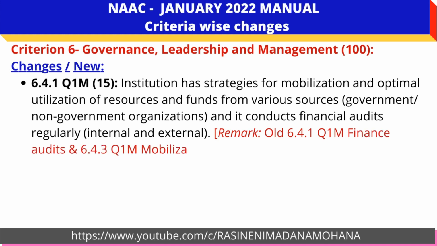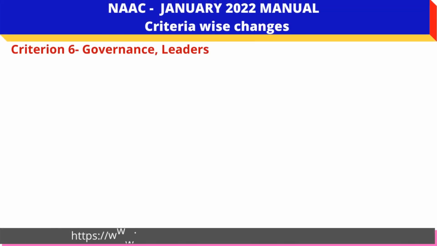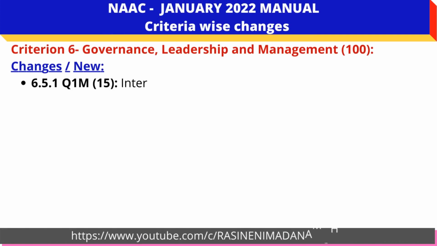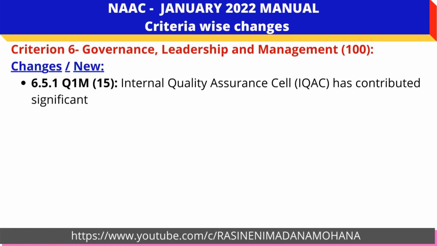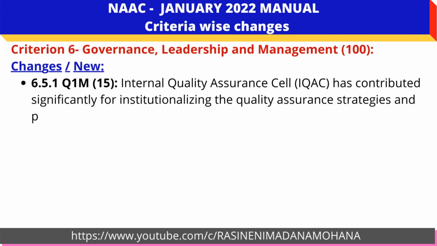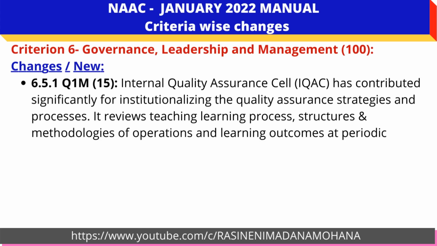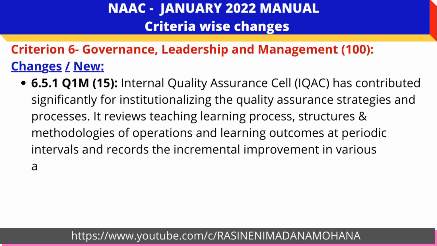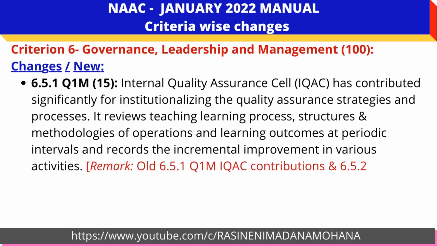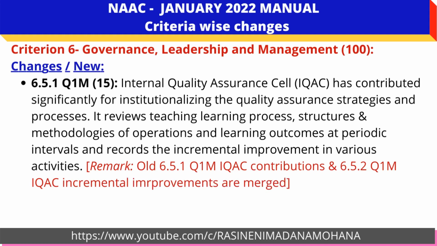And also one more, funds from various sources, government, non-government organizations like individual philanthropists, that is also combined here. Now the total weightage is 15. So funds received from non-government and other sources, that was an earlier quantitative metric, now that is measured with the qualitative metric. Then coming to 6.5.1, qualitative metric, 15 marks. Earlier, related to IQAC, there were two qualitative metrics, 6.5.1 IQAC contribution, then 6.5.2 incremental improvement after the first cycle, for whoever is going for the second cycle. So now these two are measured together, both qualitative previously also. The measured one is also qualitative, the weightage is 15.